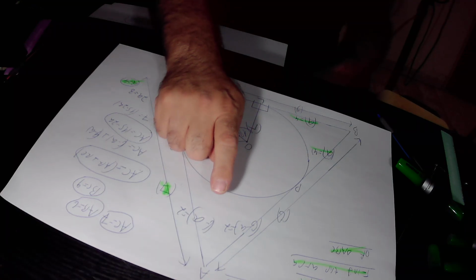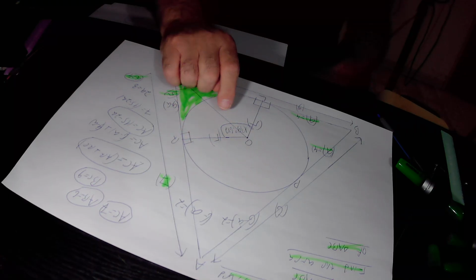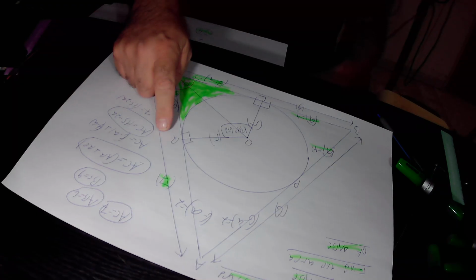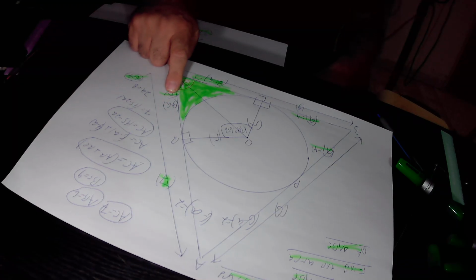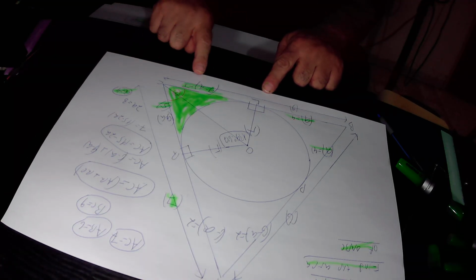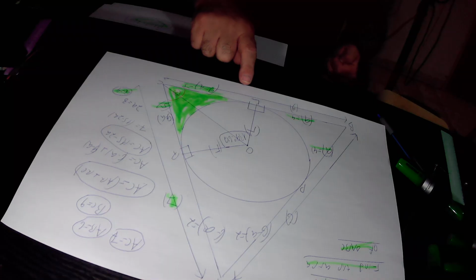PA equals 6 minus a, 6 minus 4, that is 2. QC equals 9 minus a, 9 minus 4, that is 5. Likewise, LC equals 9 minus a, that is 5. And finally, LB equals a, that is 4 of course.